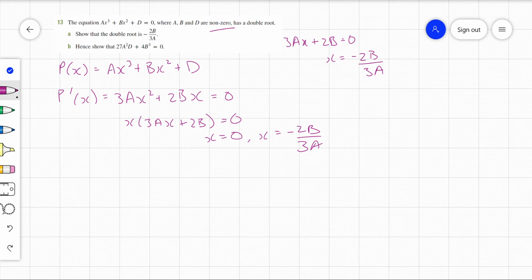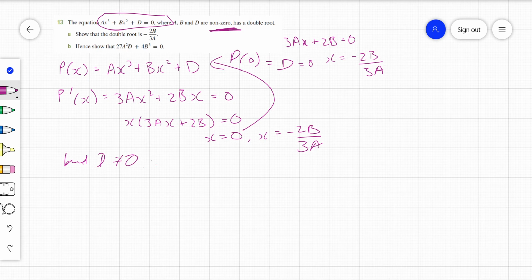Now if x equals 0, if we subbed it back into here, if we subbed in p of 0, we would just get d, and we can see the equation equals 0, but then d would be 0, and it says d is non-zero. So x equals 0 only works if d equals 0. But our d is not equal to 0, so our double root must come from x equals negative 2b on 3a.